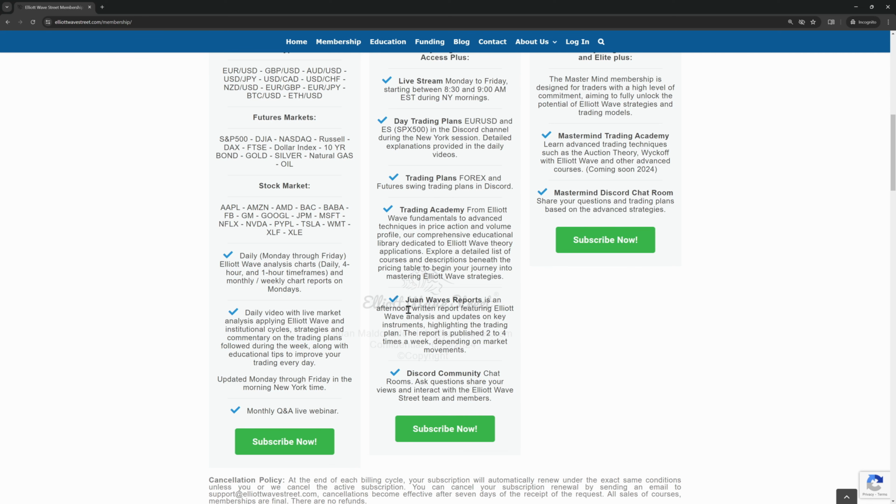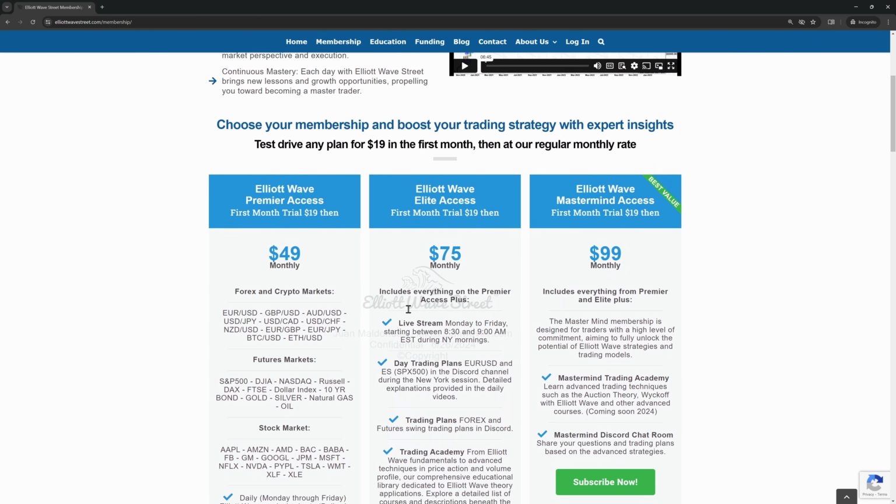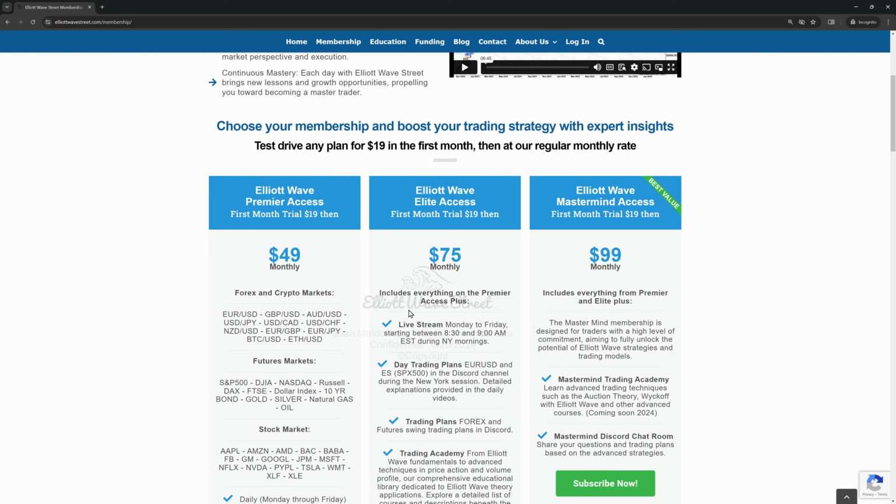So traders, that is the plan. Now practice the MACD and let me know in the comments what do you think about this technique.